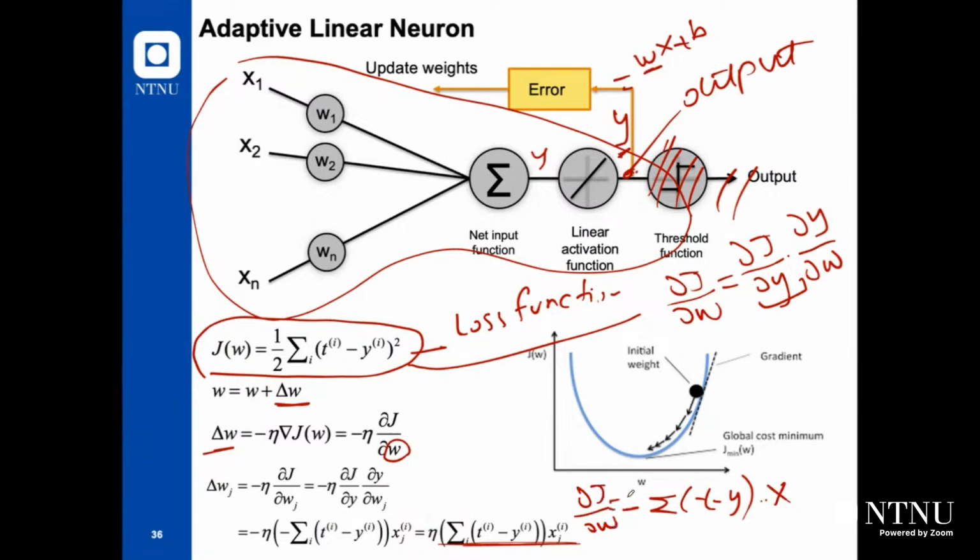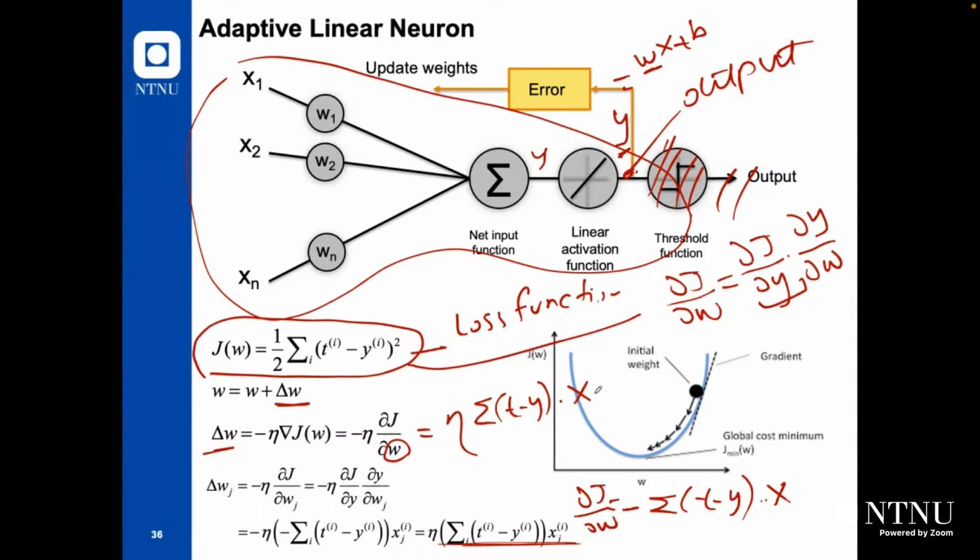Equal to that part. Now we need to calculate delta omega. So delta omega will be minus eta multiplied by that part. So minus minus will be plus. So it will be eta multiplied by the summation of t minus y multiplied by the input x.